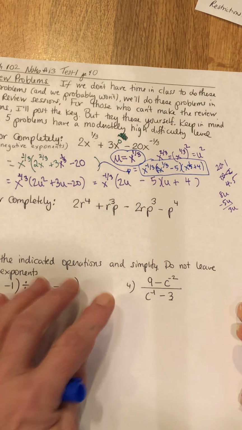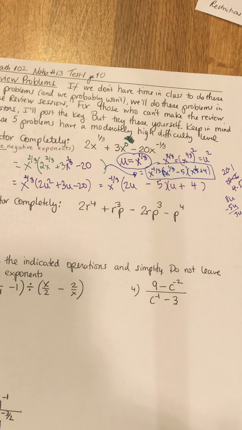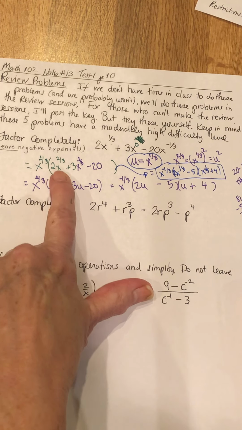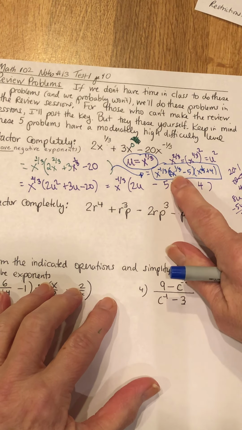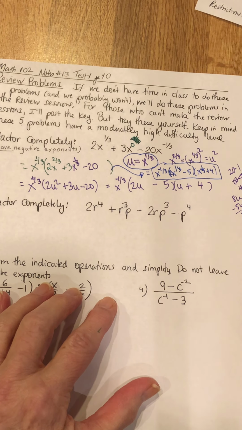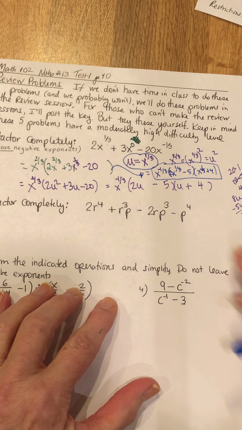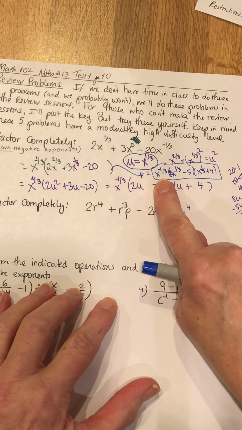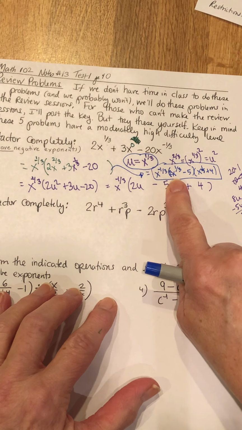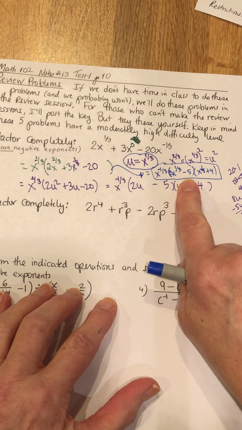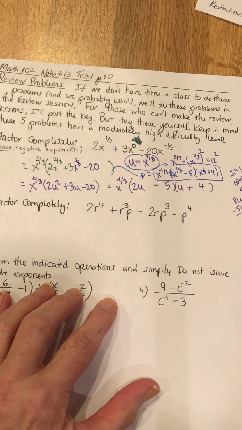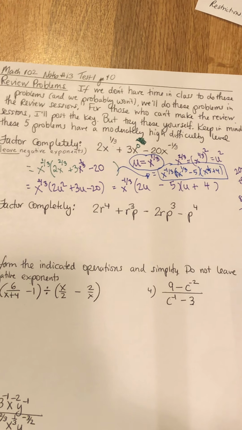Okay, and like I said, if you could realize, hey, if that's 2x to the 2/3, then that has to factor x to the 1/3, x to the 1/3. If you can factor this without the substitute variable, go for it. All right, I'm sorry that's so tiny. It's x to the negative 1/3 times the quantity 2x to the 1/3 minus 5 times the quantity x to the 1/3 plus 4. All right.